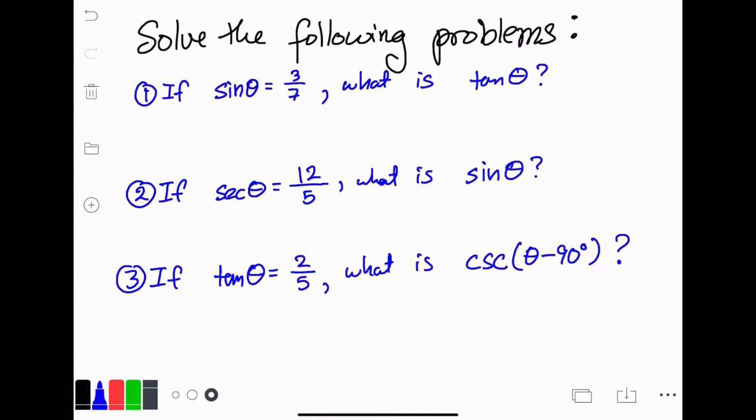So, to finish this video off, attempt to do these problems on your own. So pause this video and see if you can figure out what these trig functions would be. So pause the video, and when you start it again, the answers will show up in a few seconds.